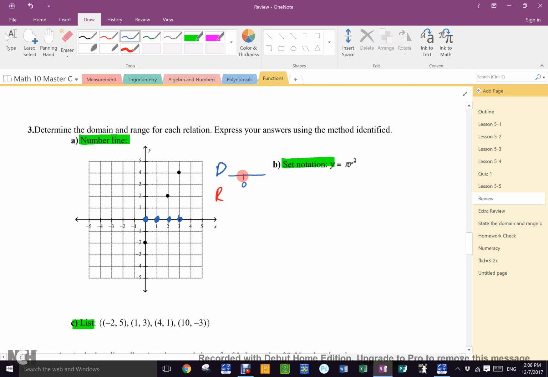0. Is 0 included? So I put a closed dot. Is 1? So I put a closed dot. Is 2?